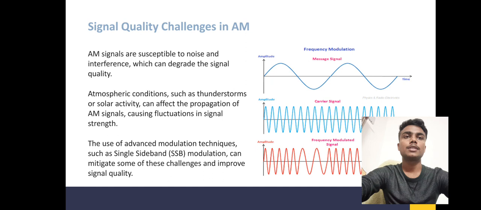Signal quality challenges in amplitude modulation. Amplitude modulation signals are susceptible to noise and interference, which can degrade the signal quality. Atmospheric conditions such as thunderstorms or solar activity can affect the propagation of amplitude modulation signals, causing fluctuations in signal strength. The use of advanced modulation techniques such as single sideband modulation can mitigate some of these challenges and improve signal quality.